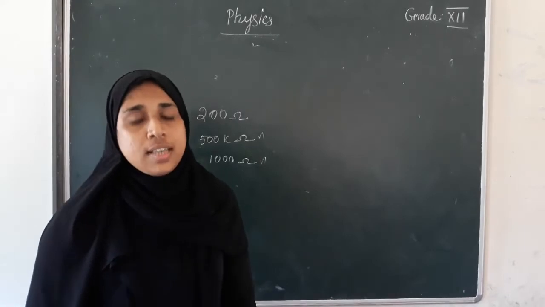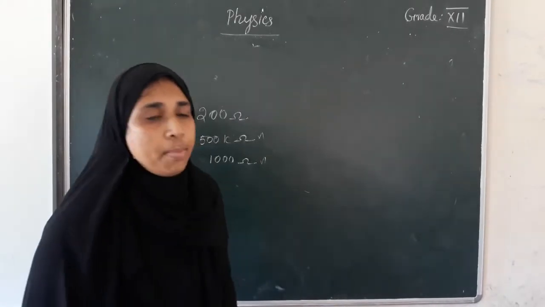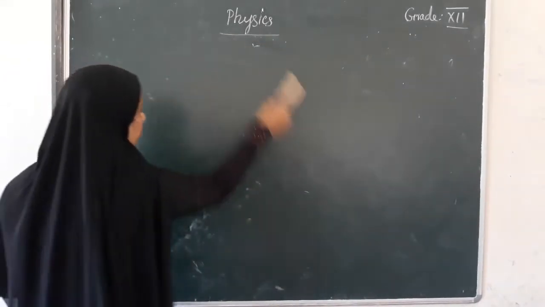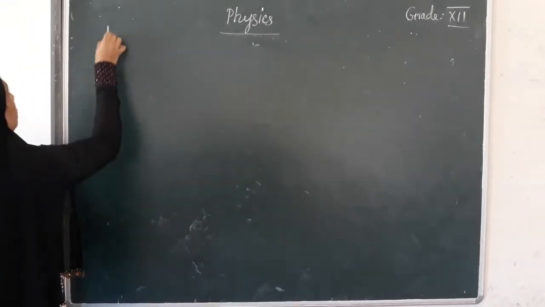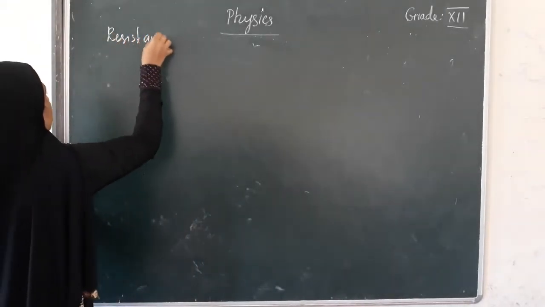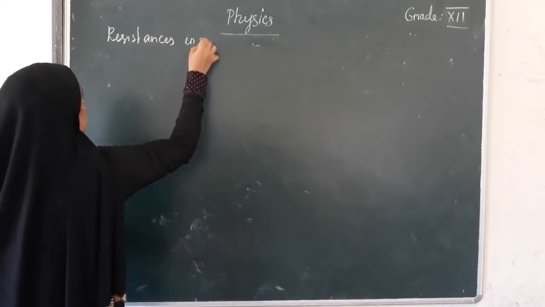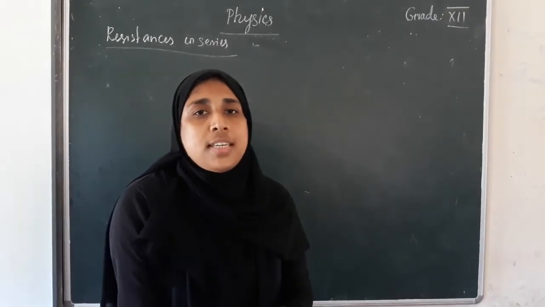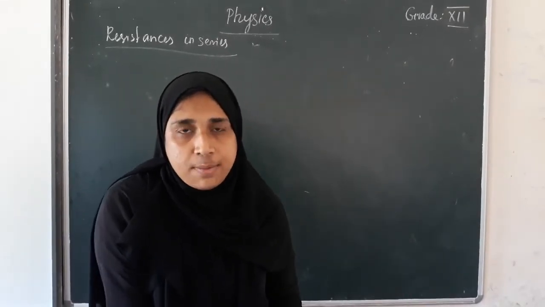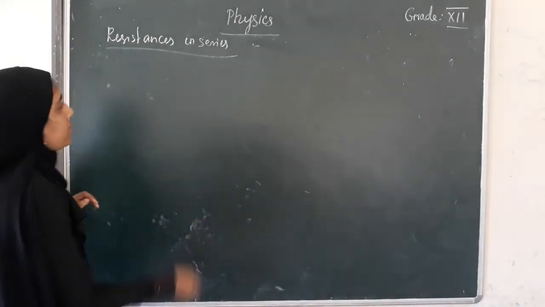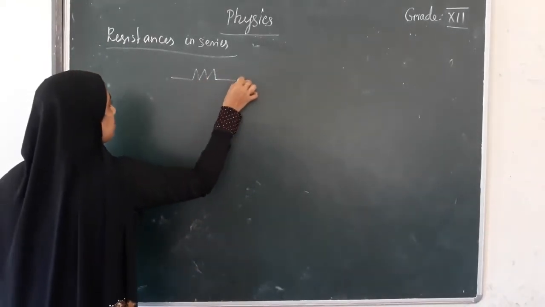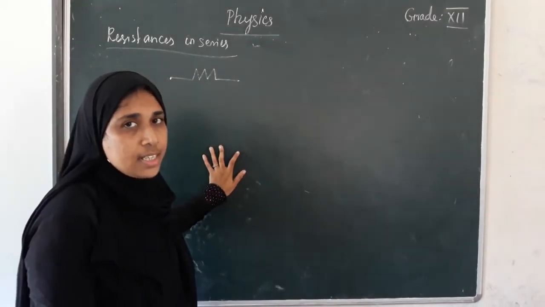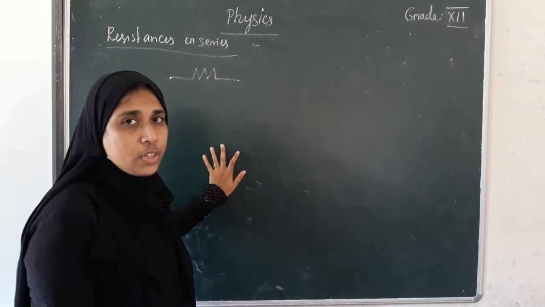The next topic is resistance in series and parallel. Already we have learned capacitors in series and parallel in the first chapter. So what is the circuit symbol of resistance? This is the circuit symbol of resistance. When resistors are connected in series, what is the effective resistance? We are going to learn.